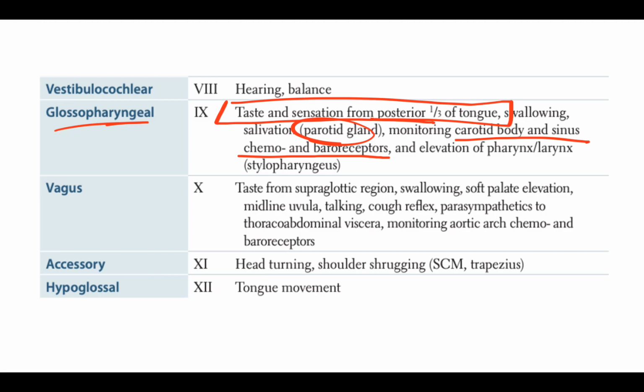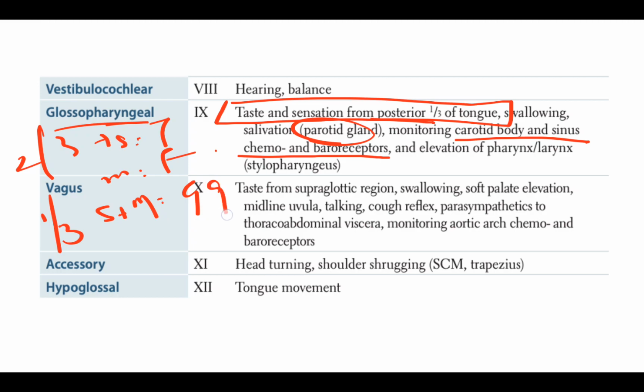So anterior two-third sensation was given by the trigeminal nerve, and movement was by the facial nerve, right? So here the posterior one-third, both sensation plus movement, is innervated by the glossopharyngeal nerve or the ninth cranial nerve.